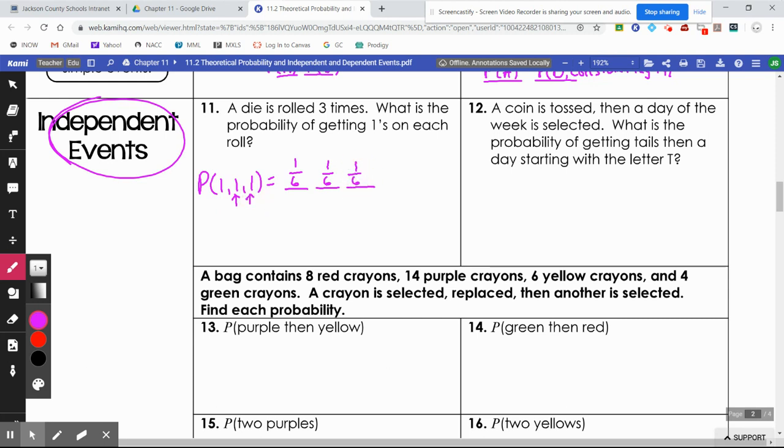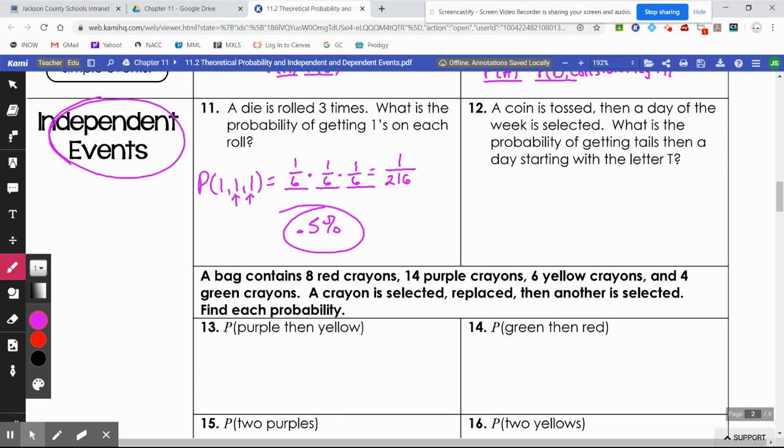Now, to find the answer, the same way you did with the counting principle, you simply multiply these together. 1 times 1 times 1 on top is a 1. 6 times 6 times 6 is a 216. So that's not very likely. There's a 1 in 216 chance, which if you change that to a percentage, is about a 0.5% chance of that happening, less than a 1% chance, because we know 1 out of 100 would be a 1% chance, but 1 in 216 is a little bit less than a 0.5% chance.